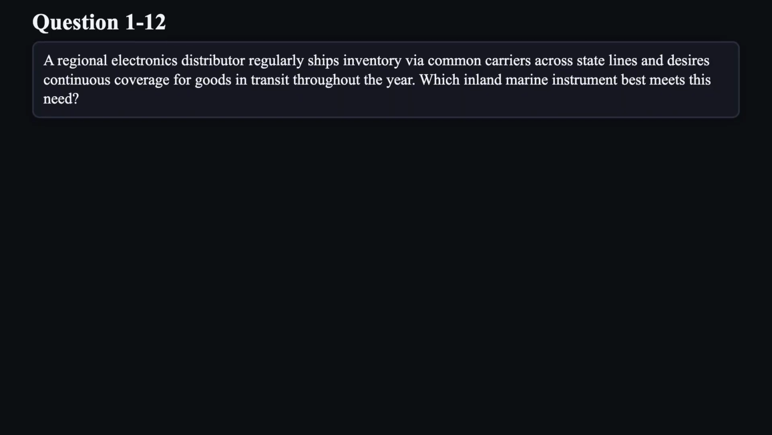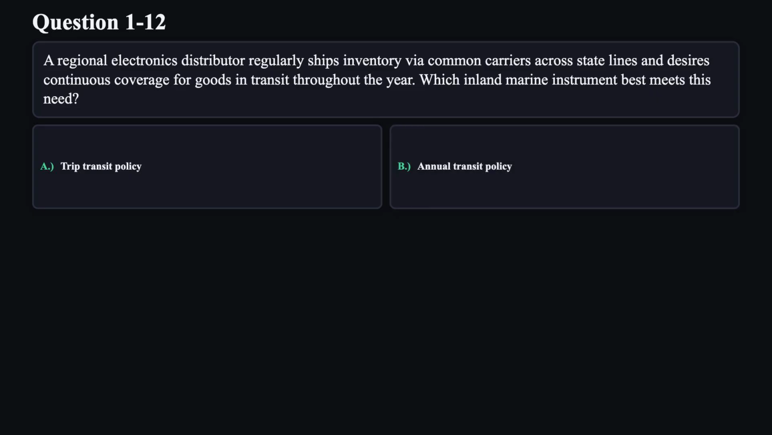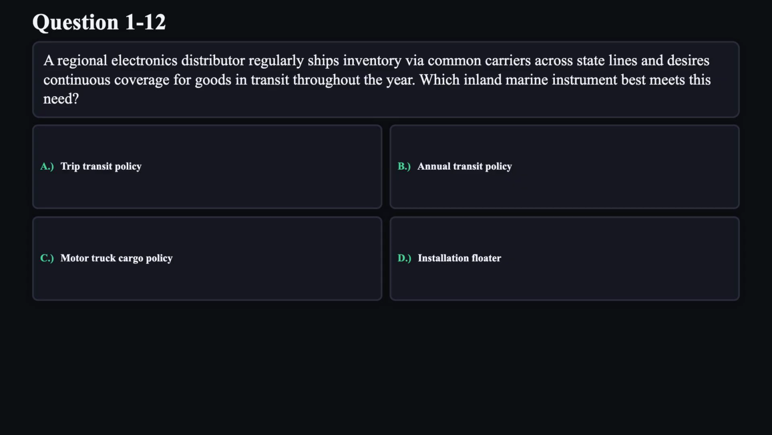Question 12. A regional electronics distributor regularly ships inventory via common carriers across state lines and desires continuous coverage for goods in transit throughout the year. Which inland marine instrument best meets this need? A. Trip transit policy. B. Annual transit policy. C. Motor truck cargo policy. D. Installation floater.